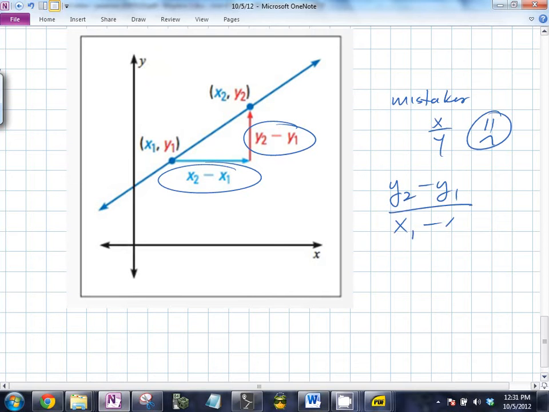What about this one right here? What about this? It's beautiful. That's okay. Why is that okay? Because that's my answer. This is fine because it's the same direction on the top and the bottom.